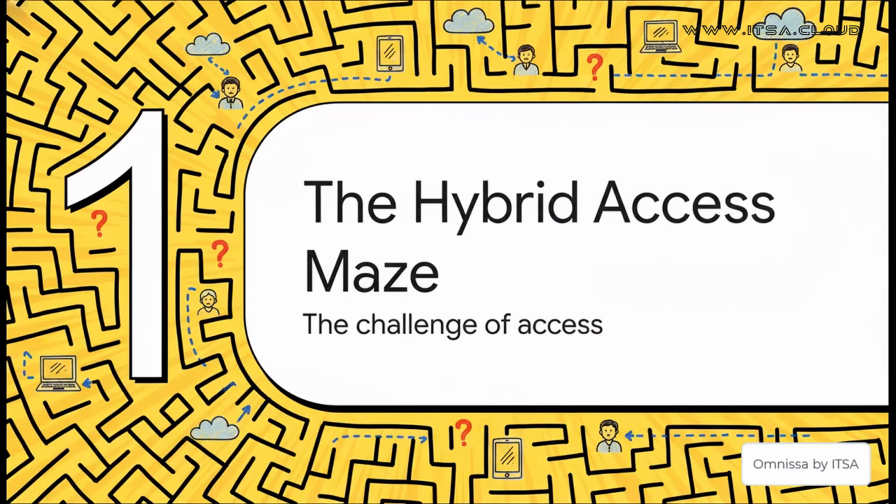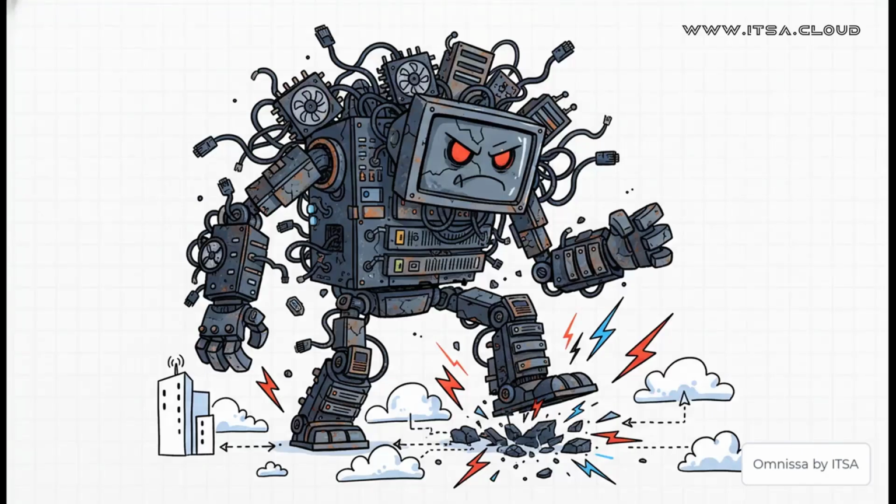To really understand why the solution is so powerful, we need to first walk through the problem itself. Think of it as the hybrid access maze, that daily challenge of trying to guide users to their desktops and apps, no matter where those things actually live. Every good story needs a villain, right? And in this one, it's a technology called Global Server Load Balancing, or GSLB for short.